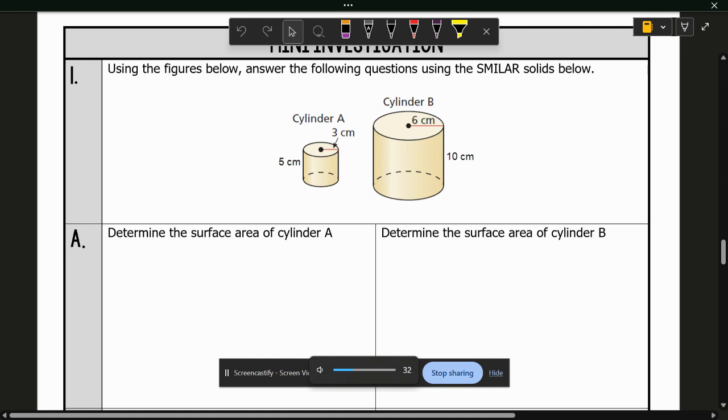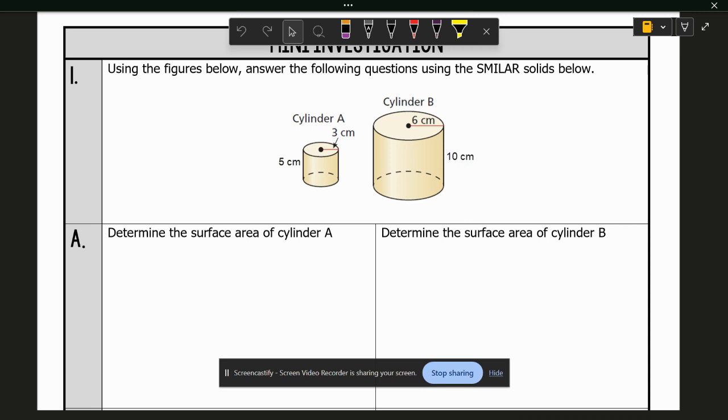Right, so I am live, period two, geometry. Today we're talking a little bit of mini investigation using the figures below. Answer the following questions using the similar solids below. Misspelled similar. That's probably why I teach math.